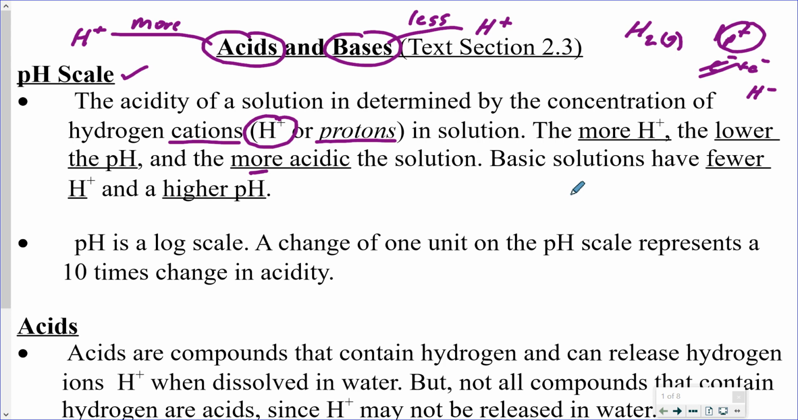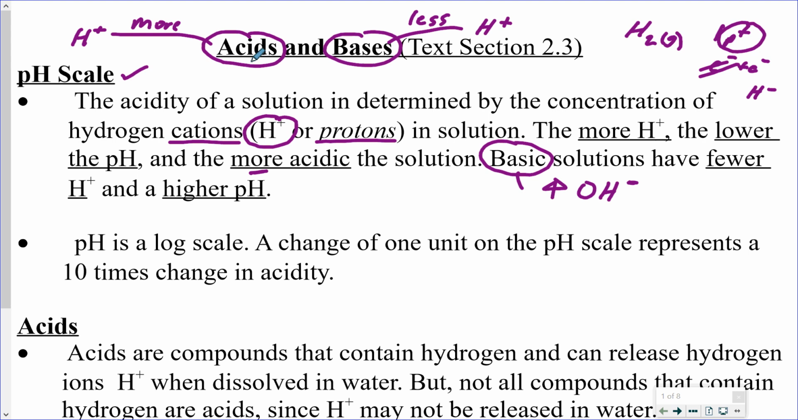For bases, also referred to as alkaline, but we use the term basic most of the time, for basic solutions, it's the opposite. Instead of having more protons, they have fewer protons. And instead of having a lower pH, they have a higher pH. I'll also just point out here that basic solutions have an increase in another kind of ion, which is hydroxide, OH negative.